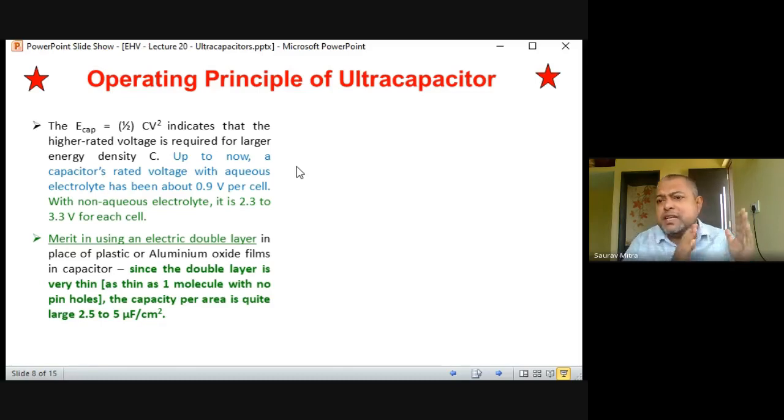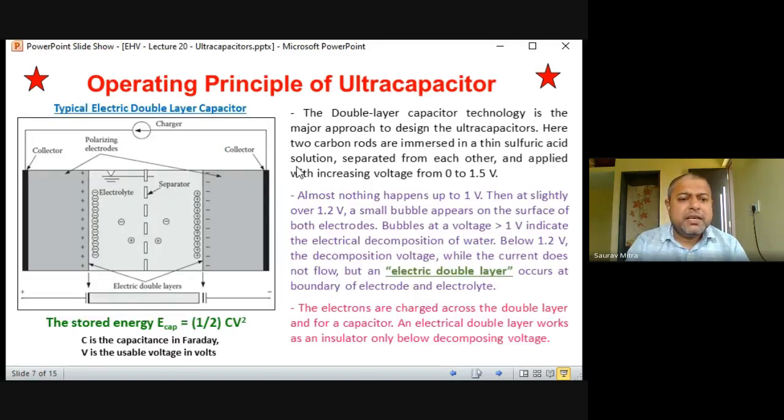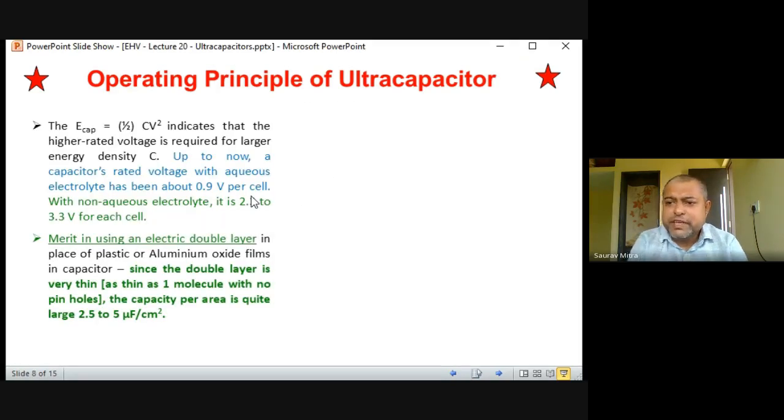Double layer means first there is a collector, then there is a polarized electrode, as we have seen in the previous slide. This double layer technology is specifically designed for ultracapacitors, so that it can supply higher power to devices, store more energy, and charge or discharge very fast. What is the merit of using double layer technology in place of plastic or aluminum oxide films in the capacitor? What is the advantage? That is given here.